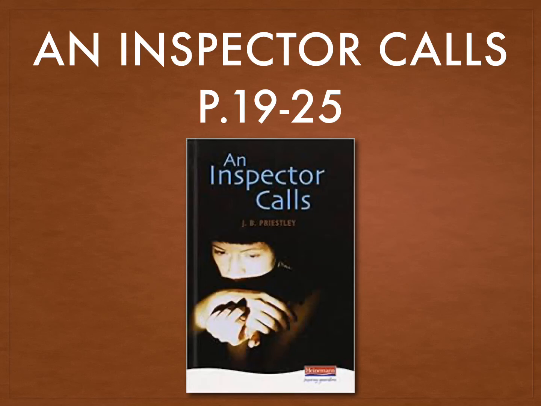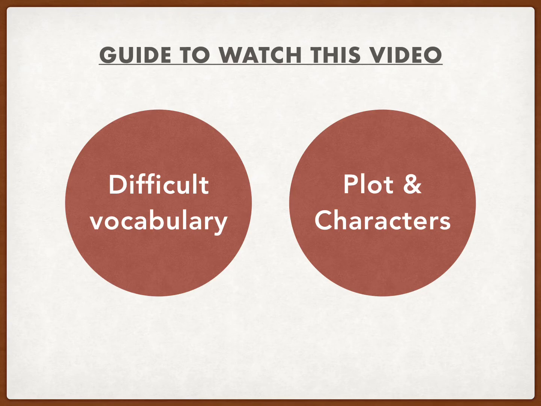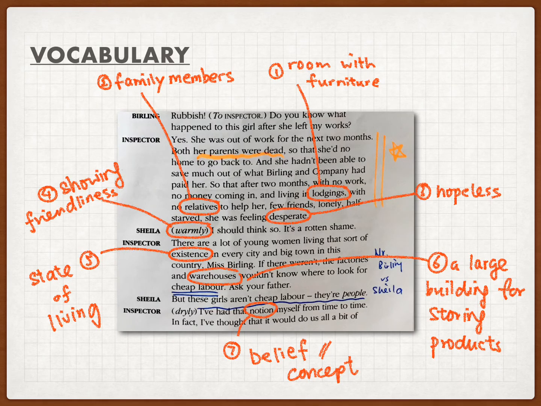Okay, so this is the video about page 19 to 25 of your book. Like previous videos, I'm going to explain the difficult vocabulary first, and then I'll talk about the plot and characters. Let's take a look at the vocabulary first, page 19. So it's about time for the inspector to question Sheila.